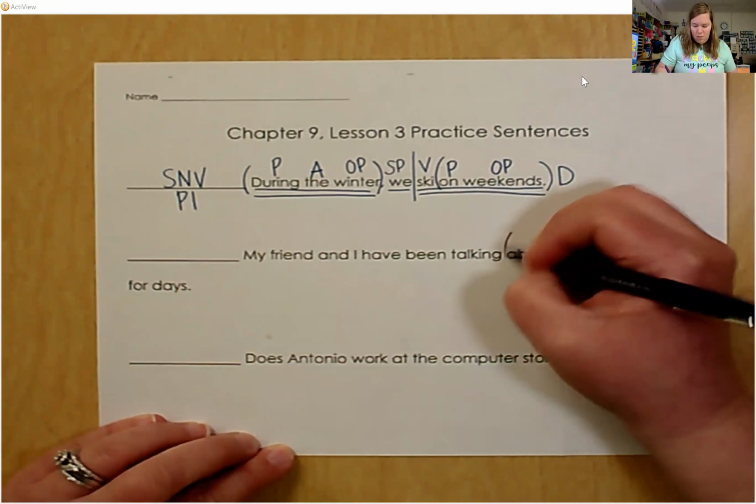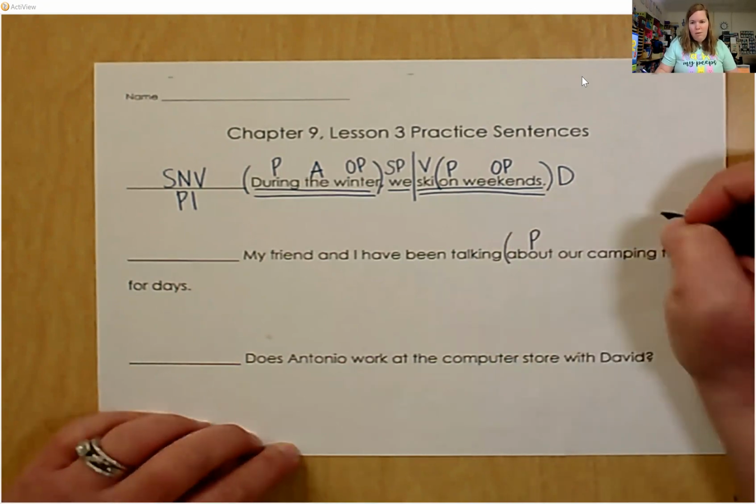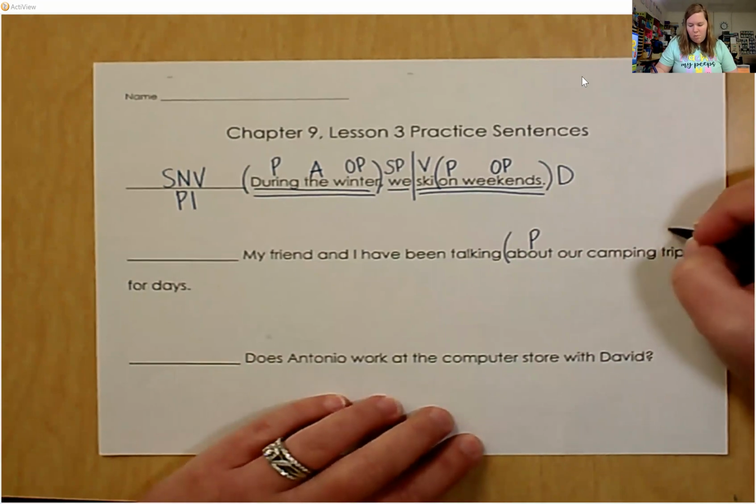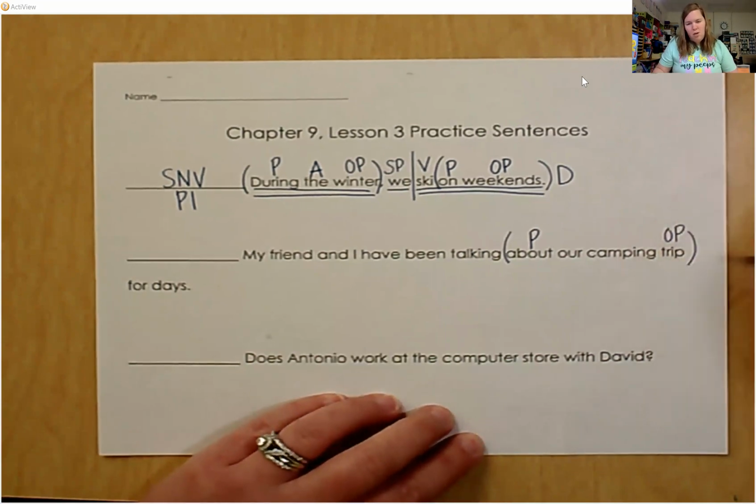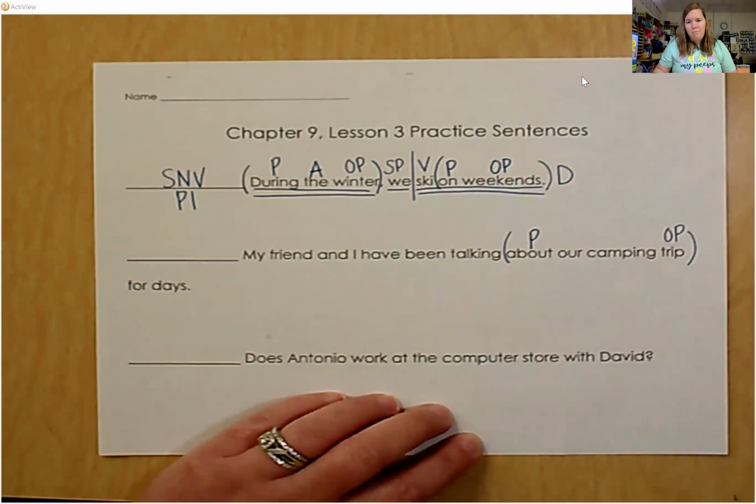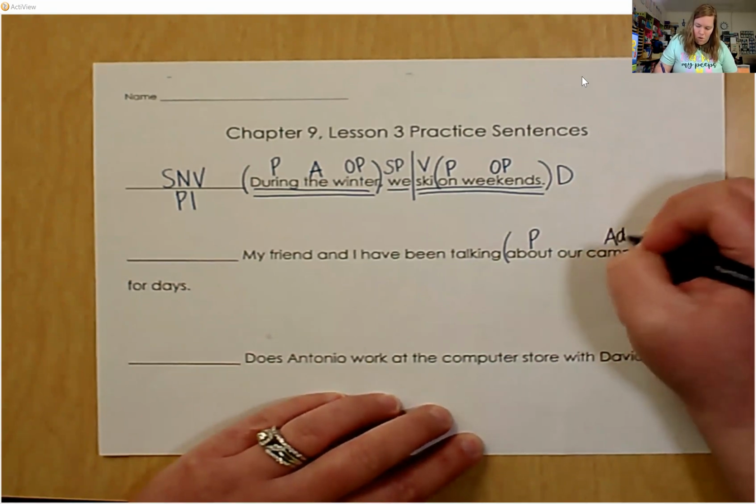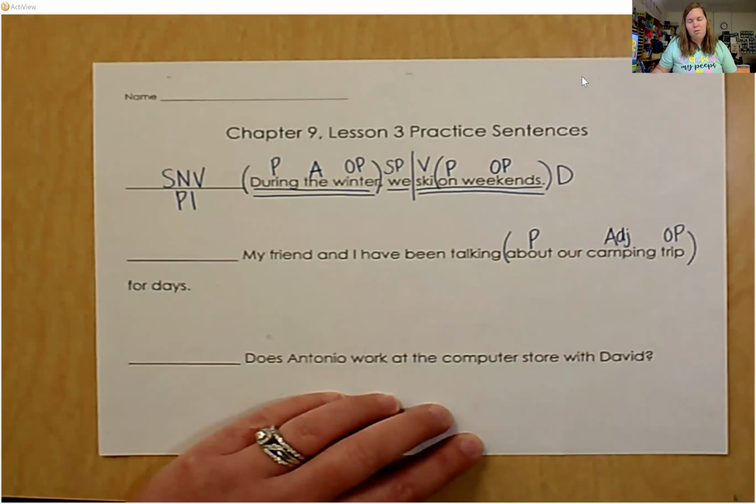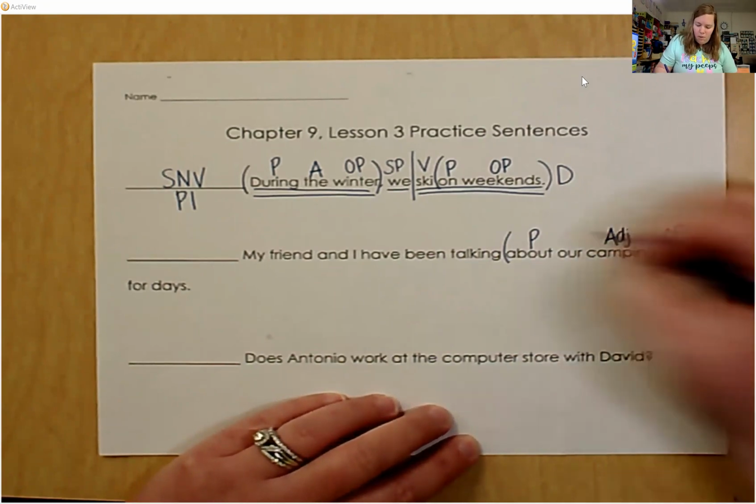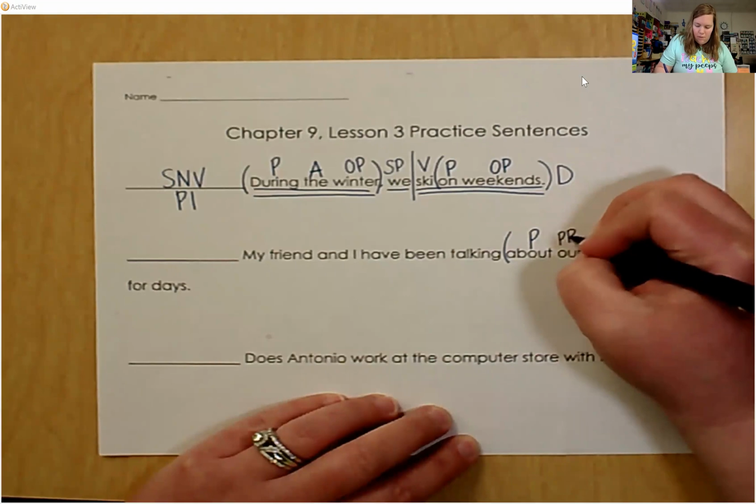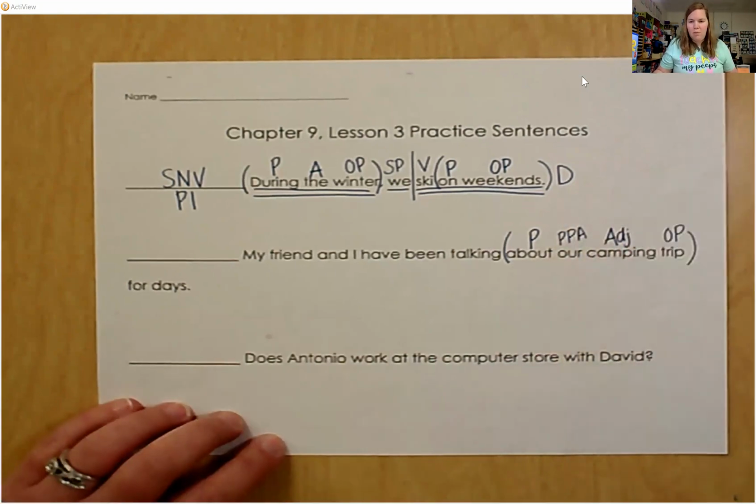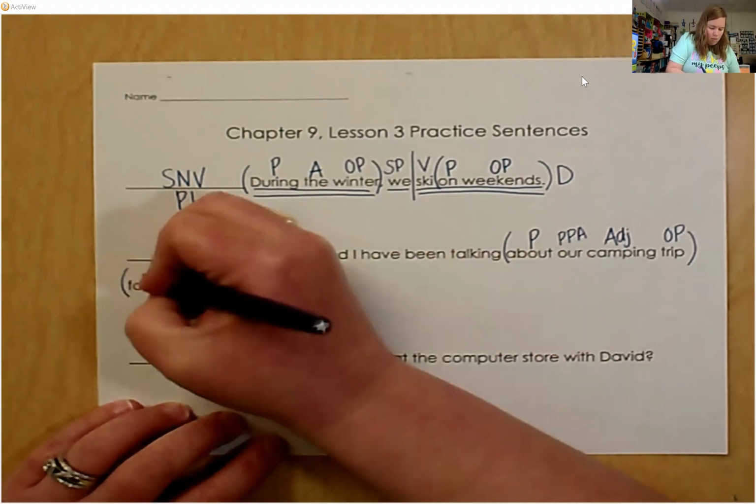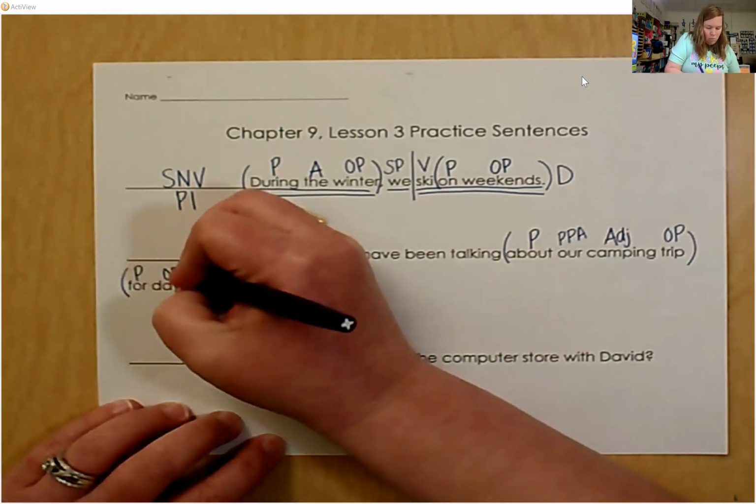Preposition about. About what? Trip, object of the preposition. What kind of trip? Camping, adjective. Whose camping trip? Our, possessive pronoun adjective. Are there any other prepositions? Yes, for. Days, object of the preposition.